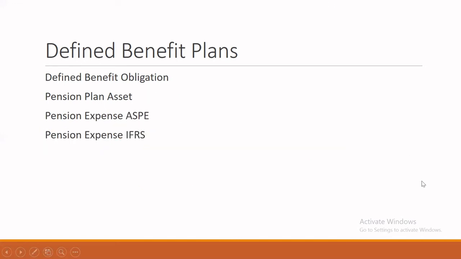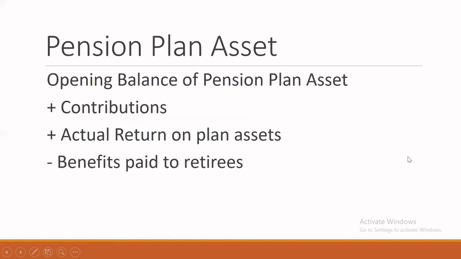So there's a few different areas for the net defined benefit plans. You're going to have your defined benefit obligation, which is your liability. You're going to have your pension plan asset, which is your asset. And then you're going to have a pension expense. And ASPE and IFRS are different on how they record pension expense. Your liability and your asset are calculated the same way under ASPE and IFRS, but your pension expense and the journal entries are a bit different. So we'll go through ASPE for this video, and then we'll go through IFRS for the next video.